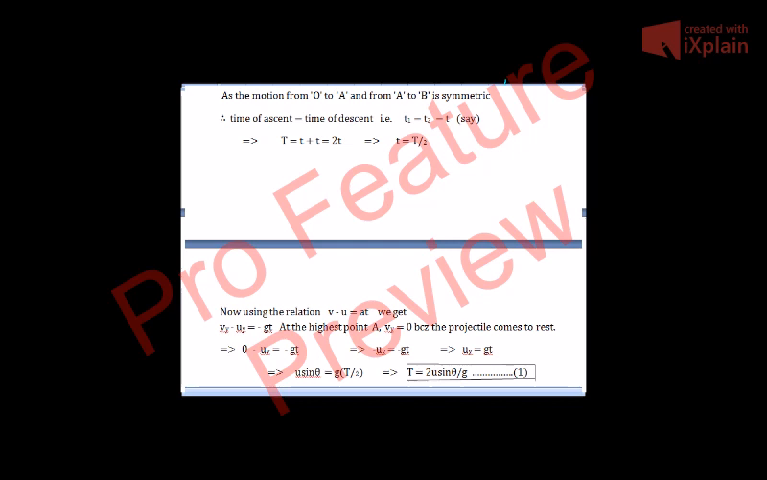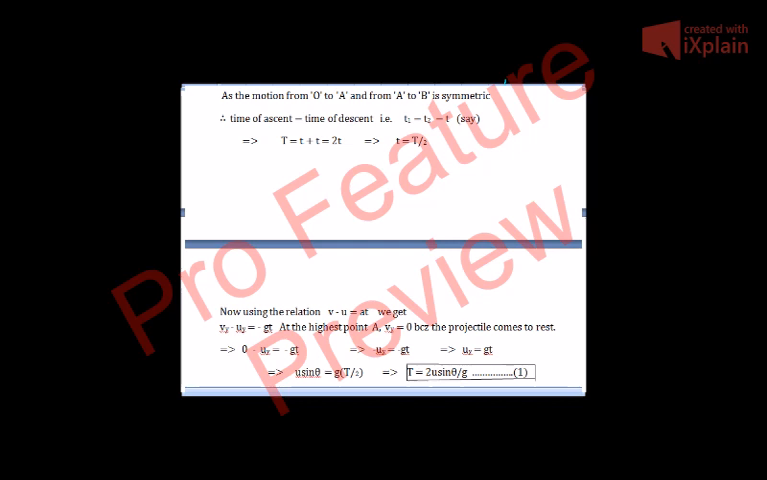So at the highest point, Vy, the vertical velocity of the projectile, is 0. So 0 minus Uy is equal to minus gt, which implies Uy is equal to gt. As you know, Ux is equal to U cos theta, and similarly, Uy is equal to U sin theta.